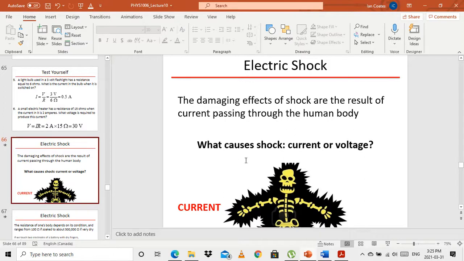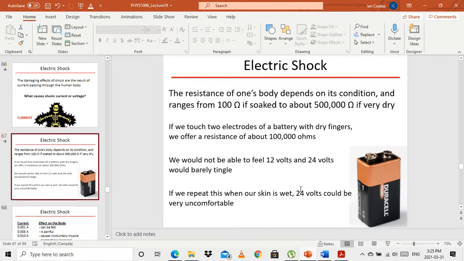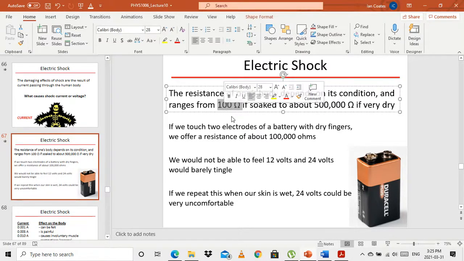Electric shock. What causes electric shock? Is it current or voltage? Current. The resistance of one's body depends on its condition and ranges from 100 ohms if soaked to about 500,000 ohms if very dry. See if that makes sense again. The resistance of one's body depends on its condition. So if I'm wet, the resistance is only 100. If I'm dry, my resistance is 500,000. So I'm pretty safe here.